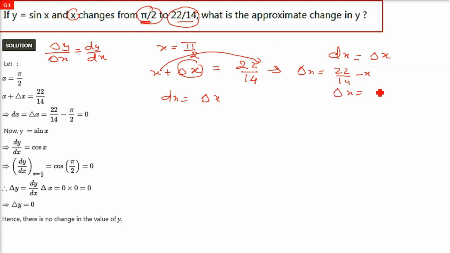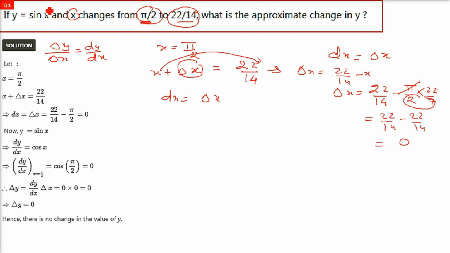So delta x is 22 by 14 minus, what is x? It is initially pi by 2. So 22 by 14 minus pi by 2. Pi is nothing but 22 by 7, so it is 22 by 7 and 7. There is a 2 in the denominator also, so it is 22 by 14. So 22 by 14 minus 22 by 14 is 0. So delta x is equal to 0.